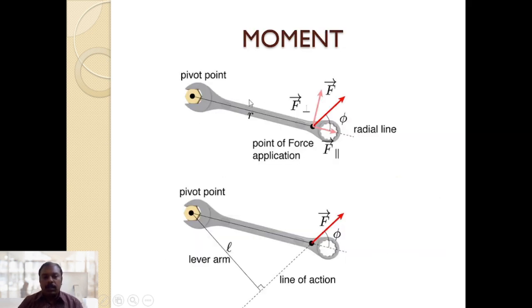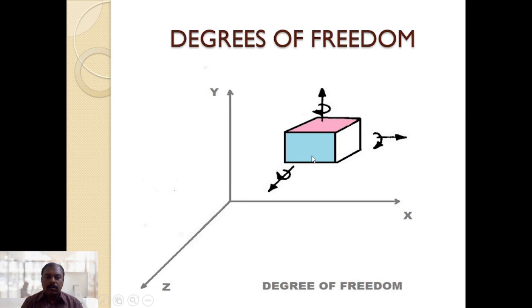This is moment. If some point is fixed and if a force is given at the opposite end, it will form a moment. And this is degrees of freedom. A free body in a space coordinate system having x, y and z will have six kinds of movement: three movements in the translation direction and three in the rotational direction.